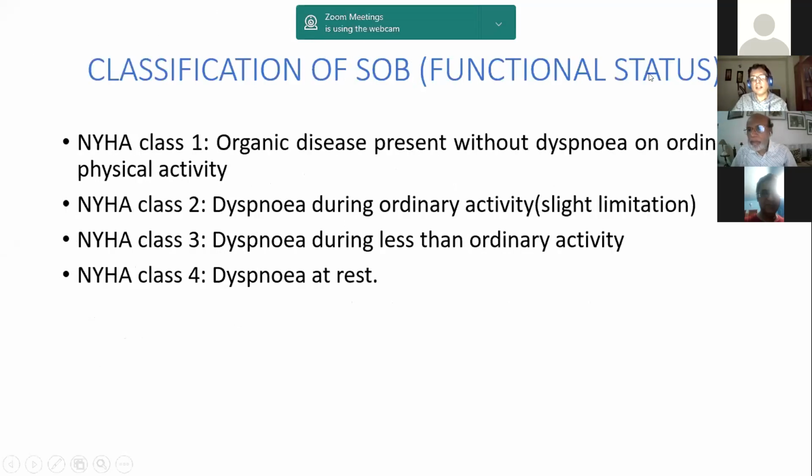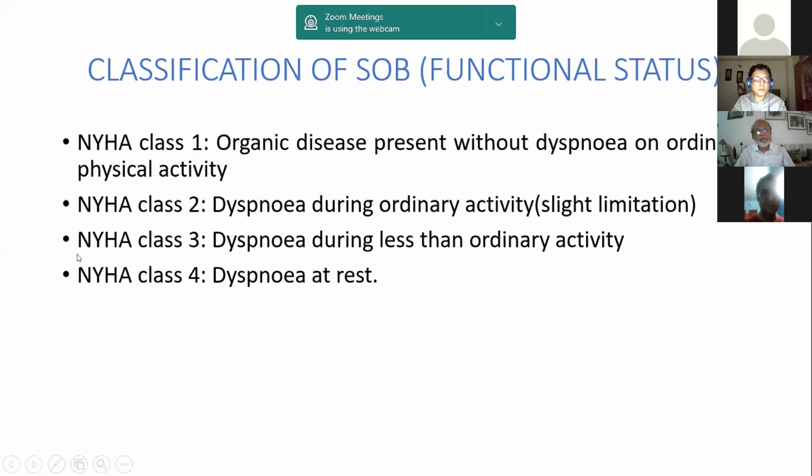Then the functional status in a patient with shortness of breath: we are very much aware of the NYHA classification. Just for a recapitulation, in NYHA class 1, organic disease is definitely present in the cardiac or respiratory system, but the patient doesn't suffer from any symptoms on ordinary physical activity. NYHA class 2, they suffer from shortness of breath on ordinary activity with slight limitation of their activity. NYHA class 3, they are suffering at less than ordinary activity. This compromises their quality of life. And NYHA class 4, they are breathless at rest.